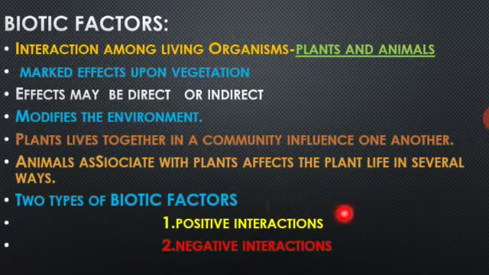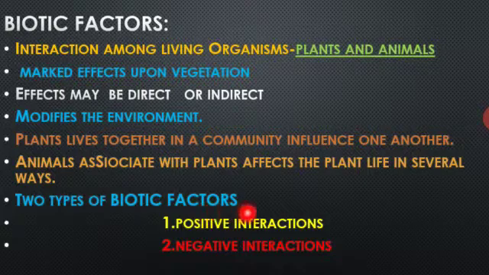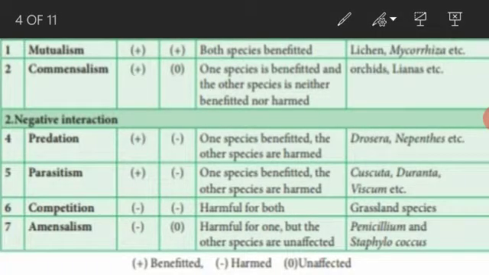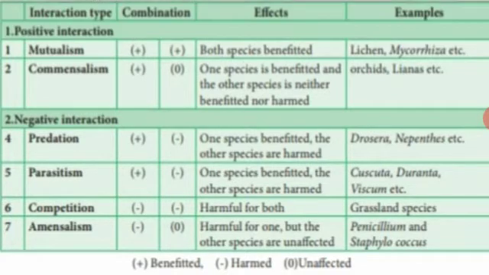The effects of the biotic factor are named here as positive interaction and negative interaction. First we are going to see the different types of interactions found in plants. The first type is positive interaction, as well as negative interaction. Positive interaction can be classified into two: one is mutualism and the other is commensalism.